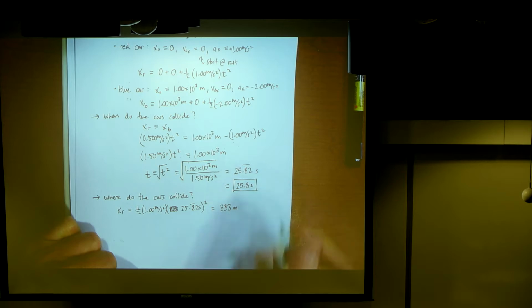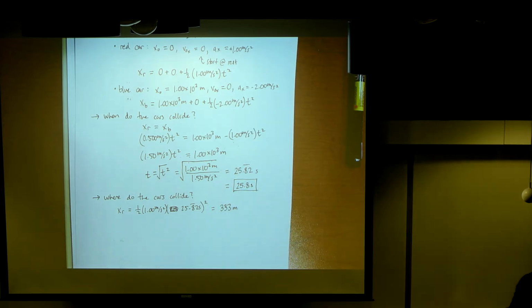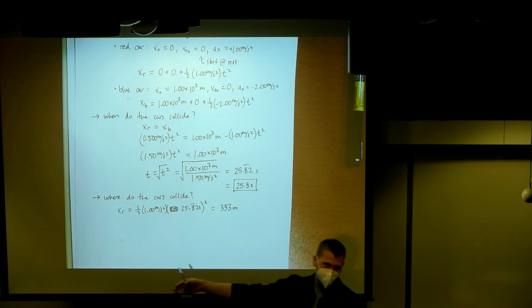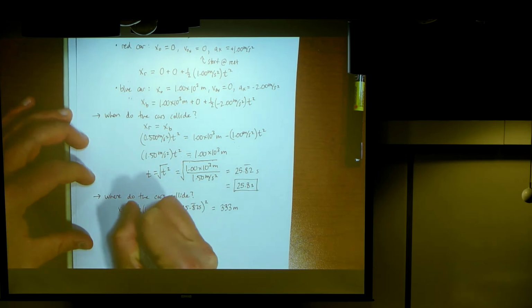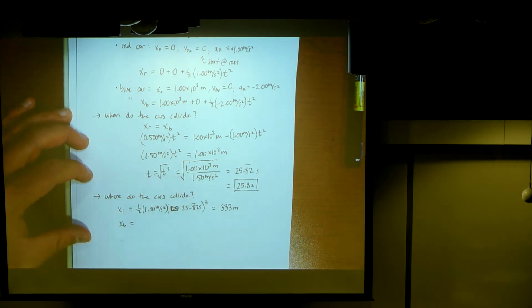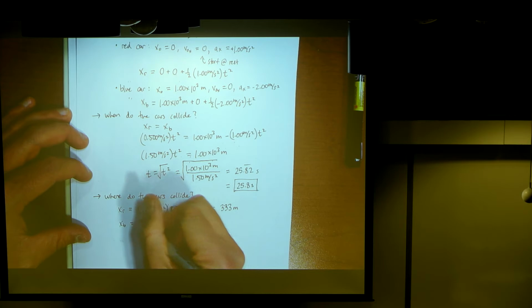Yeah, 333 meters. And that's what we expected, right? It's closer to the left end of the track than the right end where the collision happens. Let's just verify that if we do xb, plugging in the same time, we'll get the same answer.